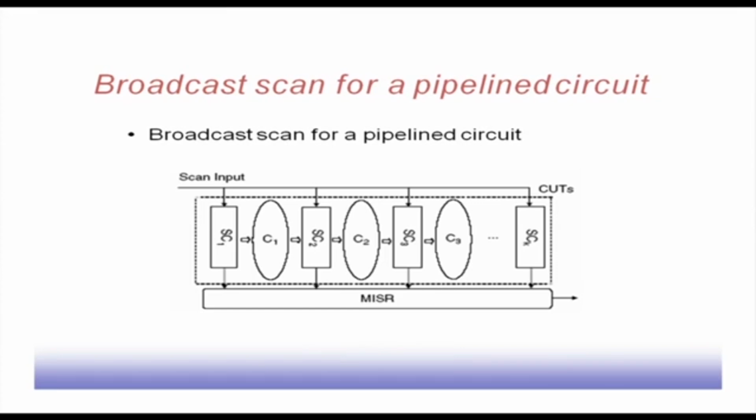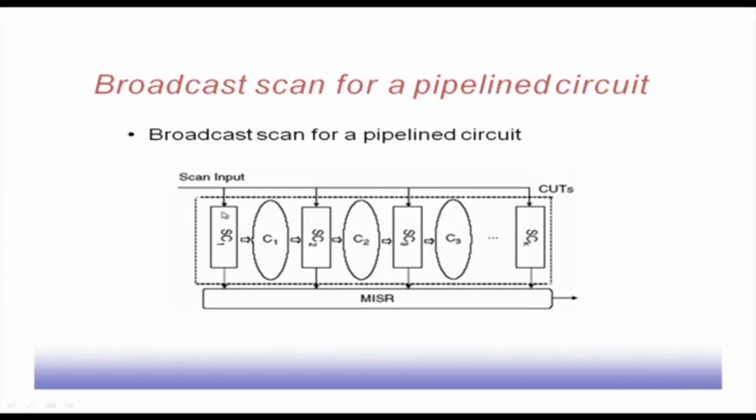It can also be used for a pipeline circuit. In a pipeline circuit, we have pipeline stages C1, C2, C3, and in between the pipeline stages we have registers which hold the inputs and outputs of the pipeline stages. SC1 is the register which feeds values to C1. Similarly, outputs of C1 are stored in register SC2, and that way it goes. For the scan mode of operation, these registers are converted into scan registers by converting the normal flip flops into scan flip flops.